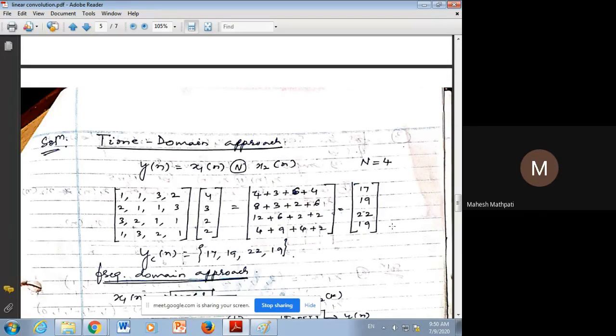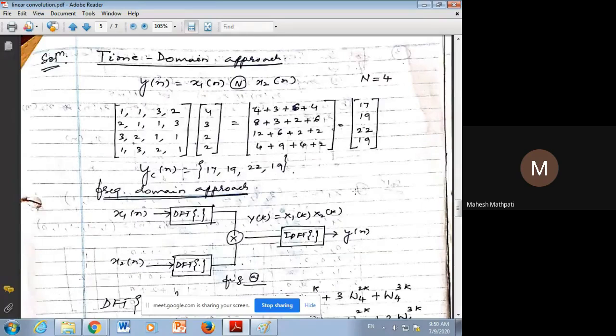Okay. Now let us go with the frequency domain approach. Can I move further? Yes, sir. So for the frequency domain approach, as I told you already the procedure, the DFT IDFT procedure, this is the diagram we will remember. So first we have the sequences x1 of n and x2 of n. तो ये दोनों का हम DFT कैलकुलेट कर रहे हैं, right? So DFT of x1 of n I am calling x1 of k, and DFT of x2 of n I am calling x2 of k.